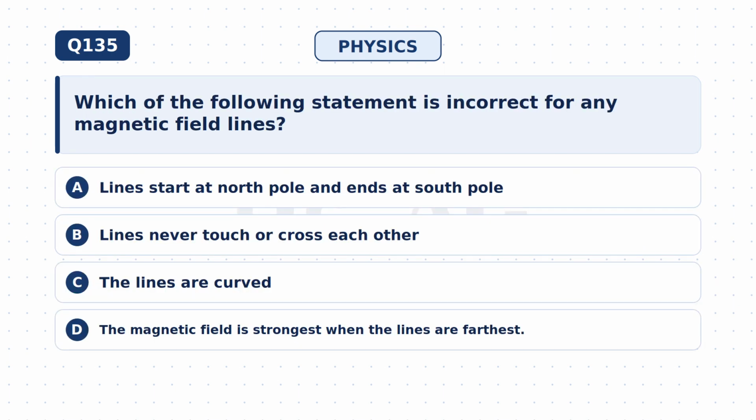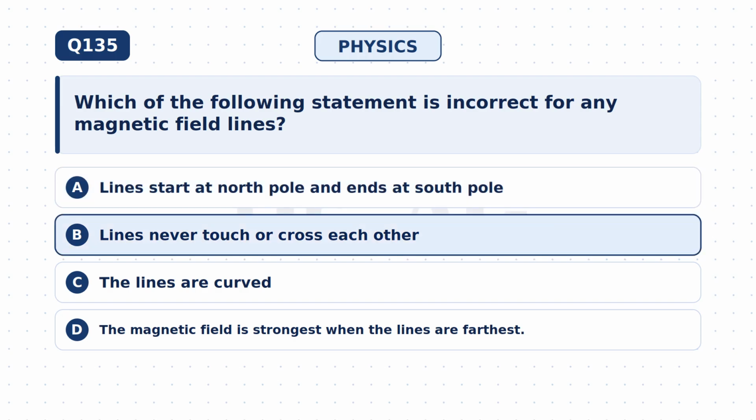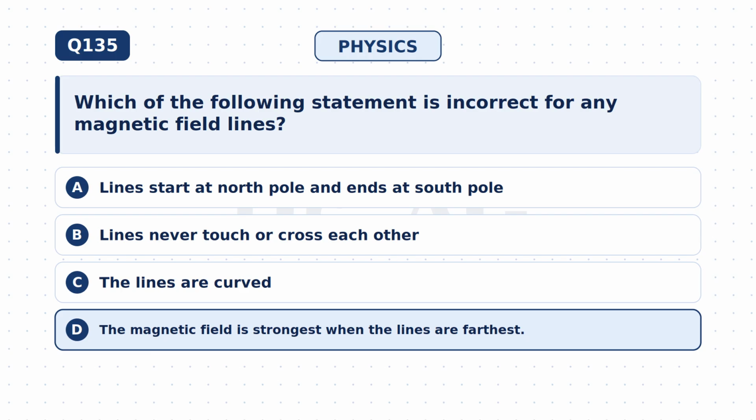The correct answer is C, 3.6 mJ. Question 135. Which of the following statement is incorrect for any magnetic field lines? Option A, lines start at North Pole and ends at South Pole. Option B, lines never touch or cross each other. Option C, the lines are curved. Option D, the magnetic field is strongest when the lines are farthest.